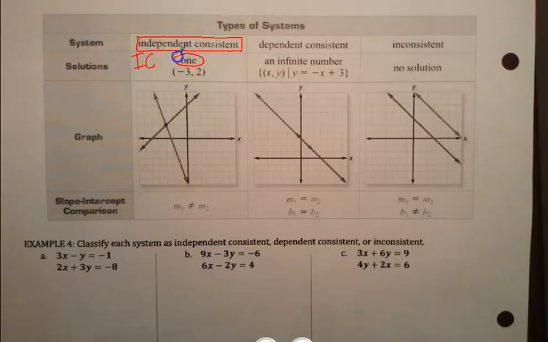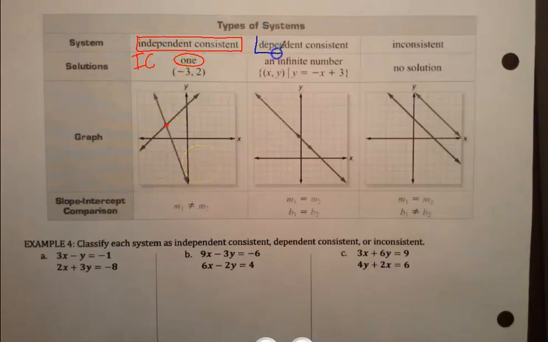It has one solution, one ordered pair solution. You're going to graph it and you're going to get one point of intersection. Now the cool thing about this, if we can do a slope-intercept comparison, is that the slope of the first equation is not equal to the slope of the second equation. You're like, duh, but some of them are like that. So these are just some characteristics of the independent consistent systems.